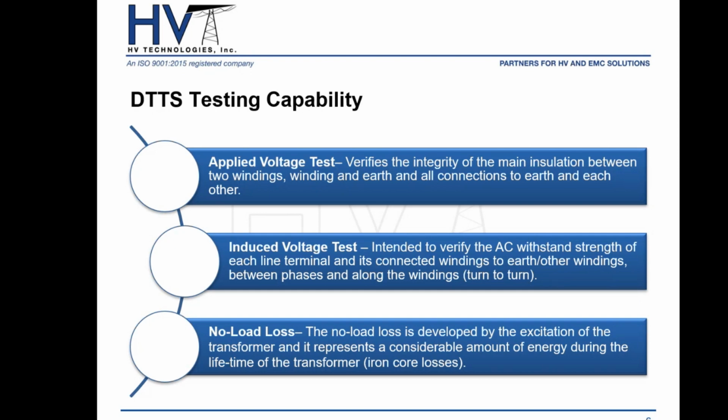have the capability to conduct your no load loss, which is the loss developed by the excitation of the transformer. And this represents a considerable amount of the energy during the lifetime of the transformer. This is due to the iron, to the core losses. So these are always present within the transformer. So with the DTTS, you'll be able to test your no load losses and verify that it is in line with what the manufacturer is claiming.